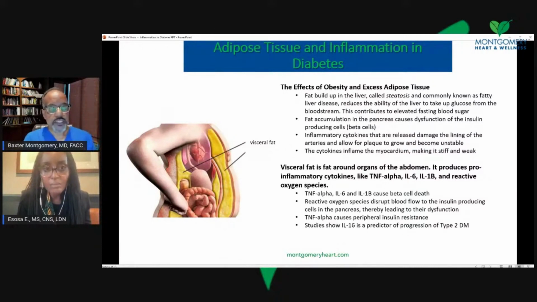You have fat accumulation in the pancreas, which can cause dysfunction in insulin. You have inflammatory cytokines that are released and cause damage to the lining of arteries. We talked about that in our cardiovascular talk. And these cytokines inflame the myocardium.